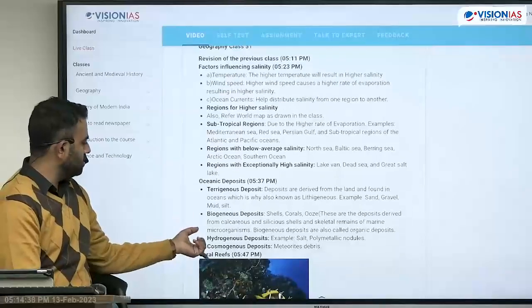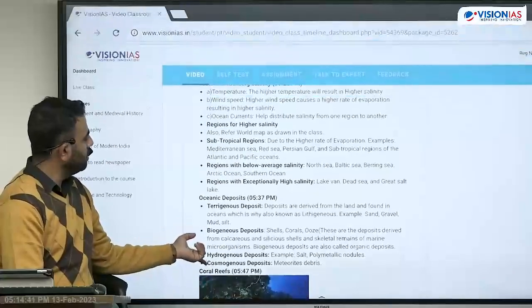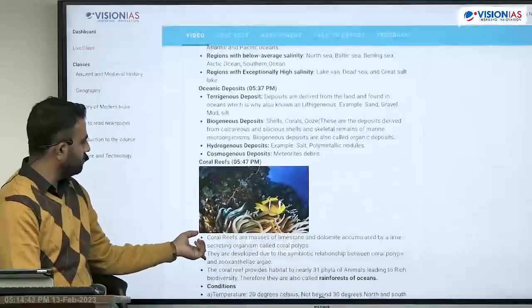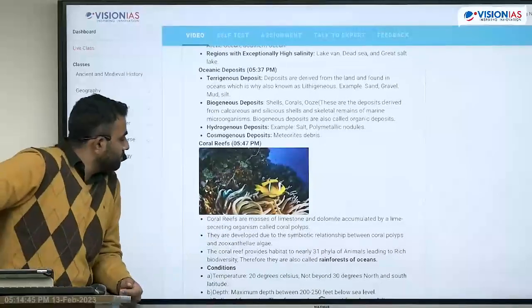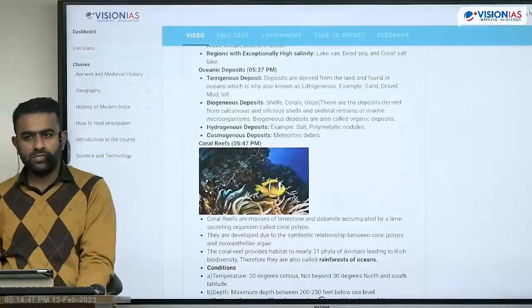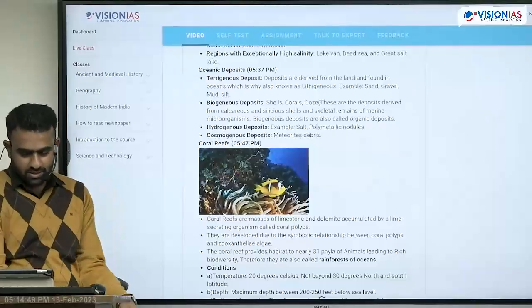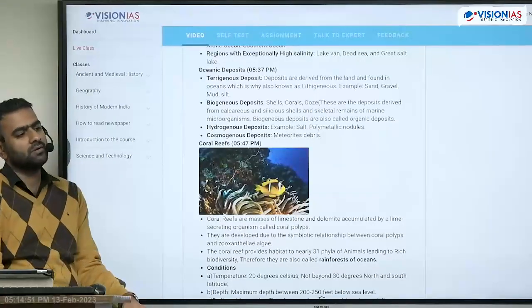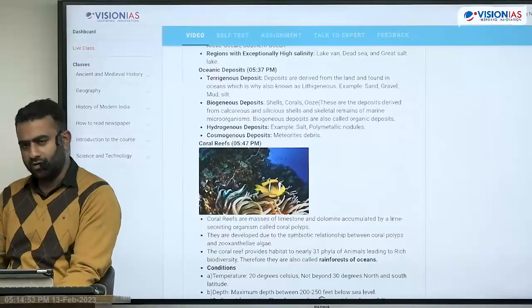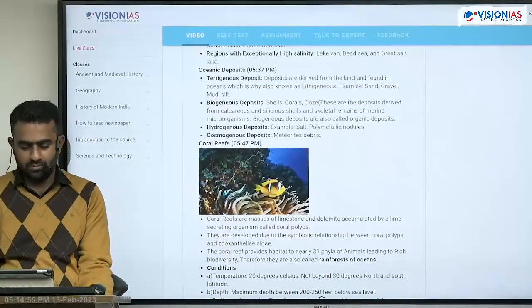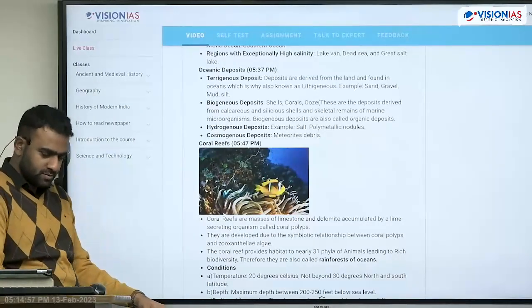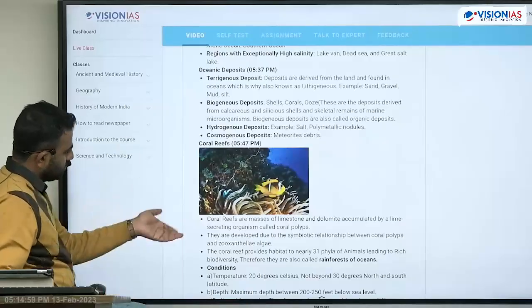So oceanic deposits are of four types. The one which is from land is called terrigenous. From the water, hydrogenous. From the organisms, biogenous. From space, cosmogenous. Okay, so we know about the examples.